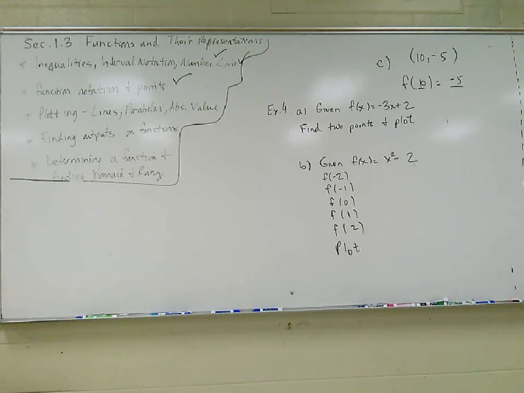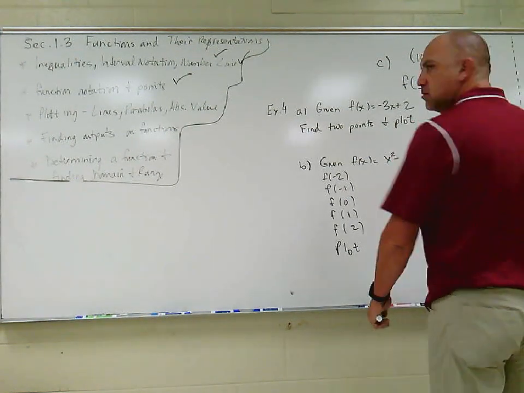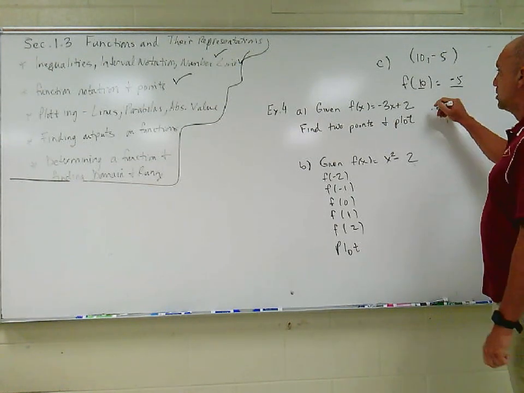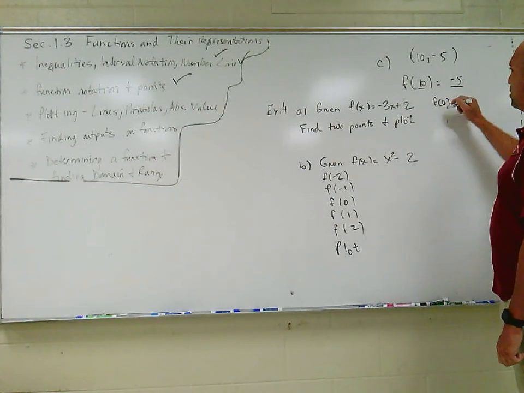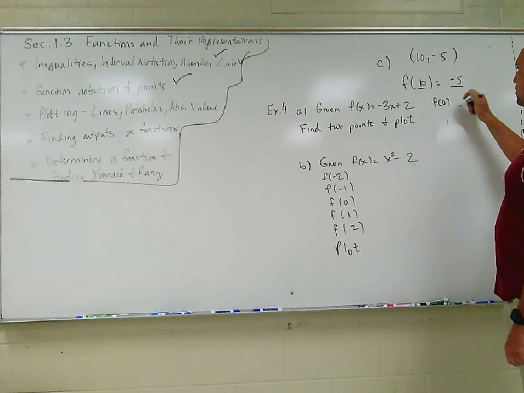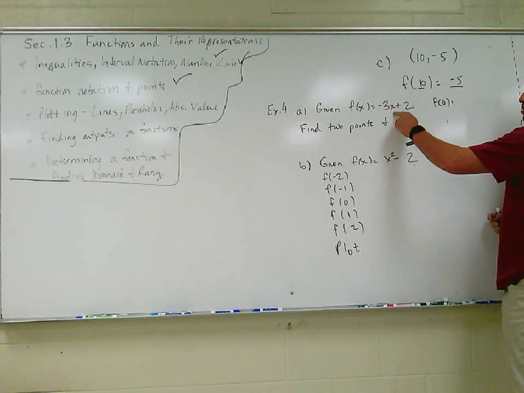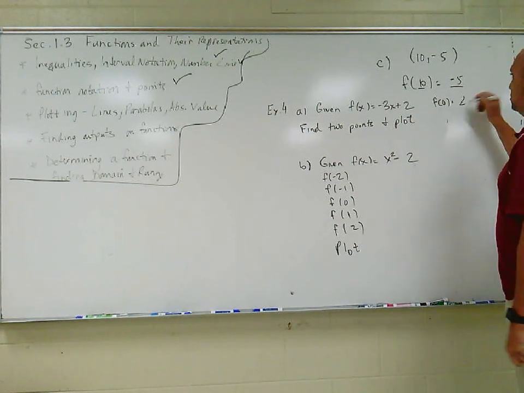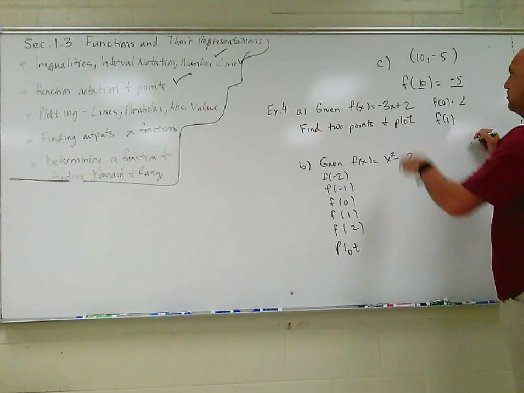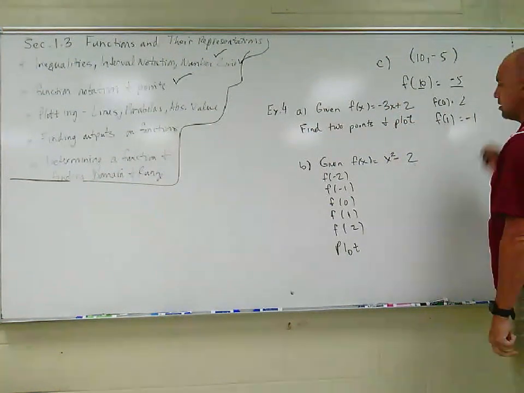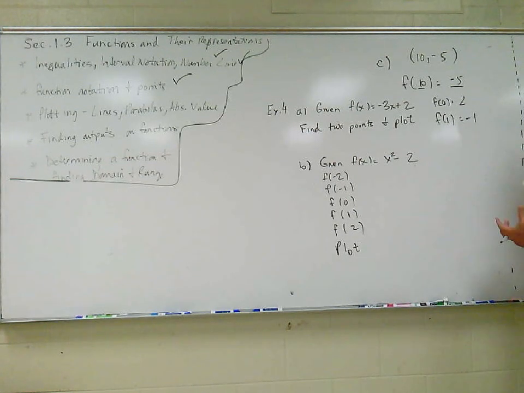Okay, let's do the line first. What would be two good x's maybe to plug in? 0 is a great one. So I would do f of 0. If you plug in a 0, what did you get? Sure about that? 2. Oh, -3 times 0, 0, 0 plus 2 is 2. Then I would plug in a 1. And if I plug in a 1, negative 3 times 1 is negative 3 plus 2, negative 1. So now I got 2 points.